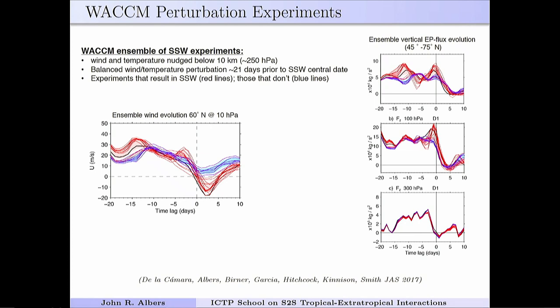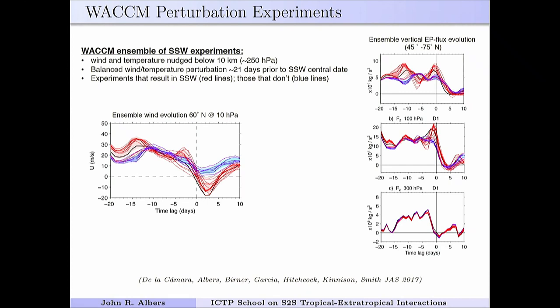So the whole troposphere is identical in all of these experiments. The difference is that 20 days before a warming, you perturb the stratosphere to wind a little bit. Essentially what you see here are time series of the wind evolution at 60 north at 10 hectopascals. They took the model and did a free run, found some warmings. You pick a single warming, and then you run ensembles of that warming where the troposphere is nudged.